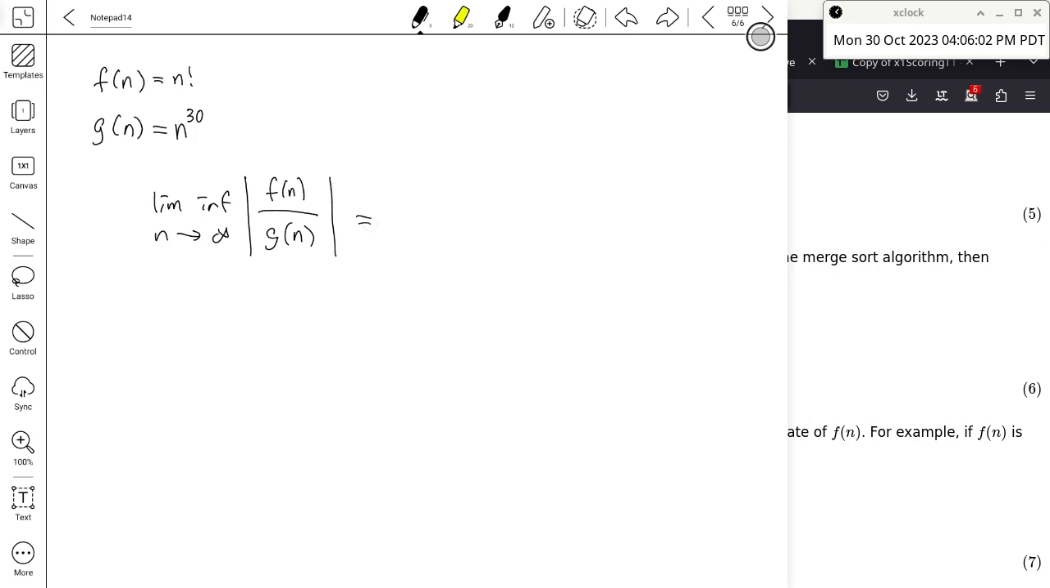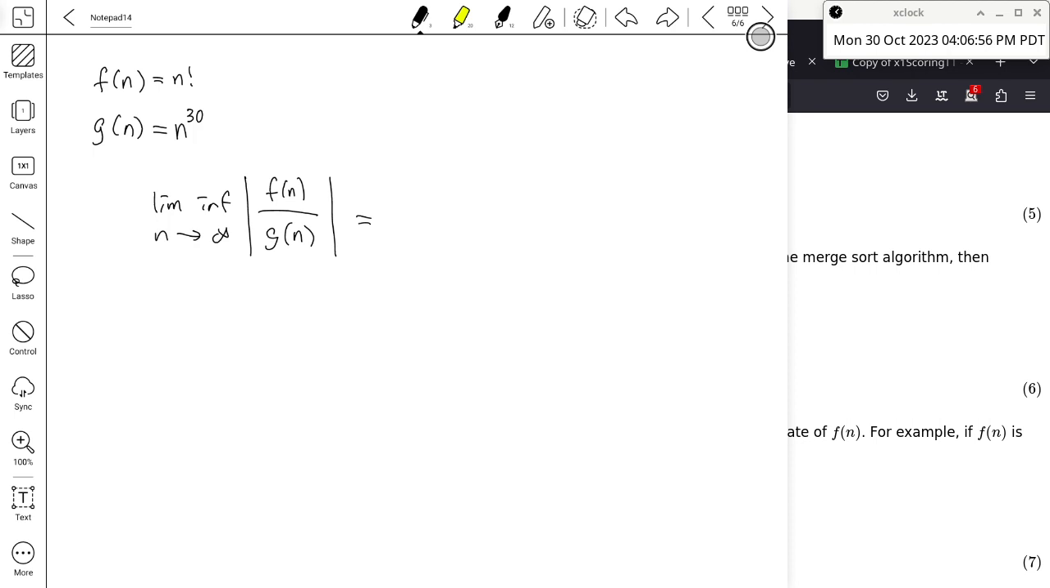So what do you think this looks like? What do you think? So we know that n to the power of 30 grows pretty fast, right? If n is 2, we're looking at 2 to the power of 30. When n is 3, we're looking at 3 to the power of 30. That grows pretty fast. And then you look at factorial and go, well, it's not that bad, right? 1 factorial is 1, 2 factorial is 2, 3 factorial is 6, 4 factorial is 6 times 4, which is 24, and then we have 120 and so on. So you go, I don't see how factorial is growing faster than n to the power of 30, but it is.